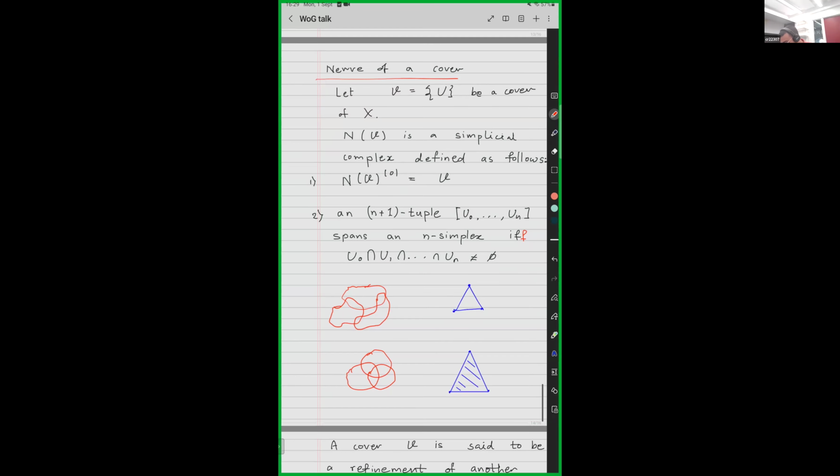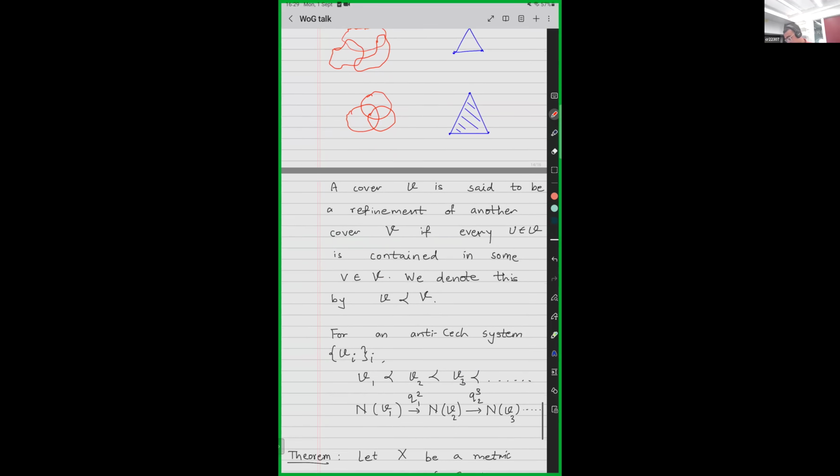So here you can see that there are 3 sets. Corresponding to them, we have 3 vertices, and they pairwise all intersect. So we have edges between all 3 of them, but the threefold intersection is empty, so we don't have a 2 simplex. We just have a triangle, right? But here below we have a threefold intersection, so we get a full 2 simplex here, right?